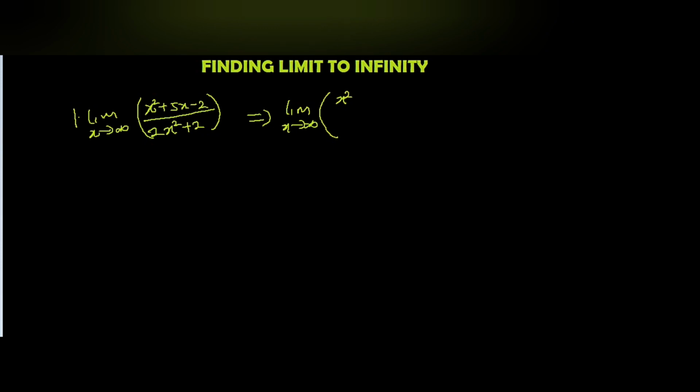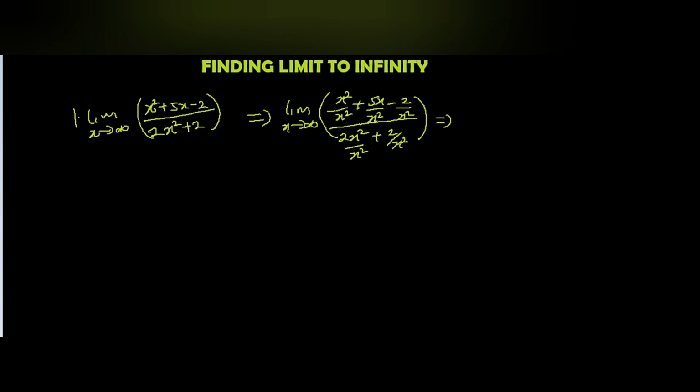So for instance, limit as x tends to infinity will be reduced to, we have x raised to the power of 2. Now if you check here, the highest power here is 2. So you are going to divide also this with x raised to the power of 2 plus 5x divided by x raised to the power of 2 minus 2 divided by x raised to the power of 2, all divided by 2x raised to the power of 2 divided by x raised to the power of 2 plus 2 divided by x raised to the power of 2.